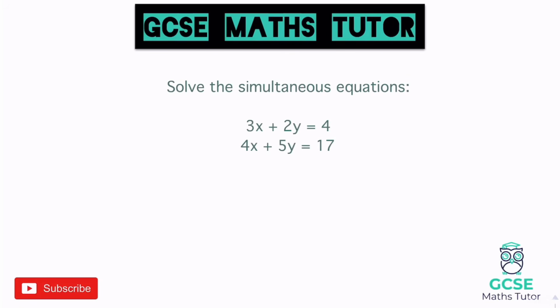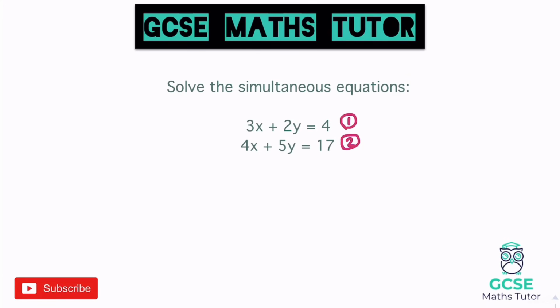I've got two equations here. I've got the first equation, which I always just label equation 1, and it's a good little tip to label them up. So we've got 3x plus 2y equals 4, and the second one is 4x plus 5y equals 17. Now if we can get one of the letters to have the same coefficient in front of them, then that is going to help us to eliminate one of those variables.